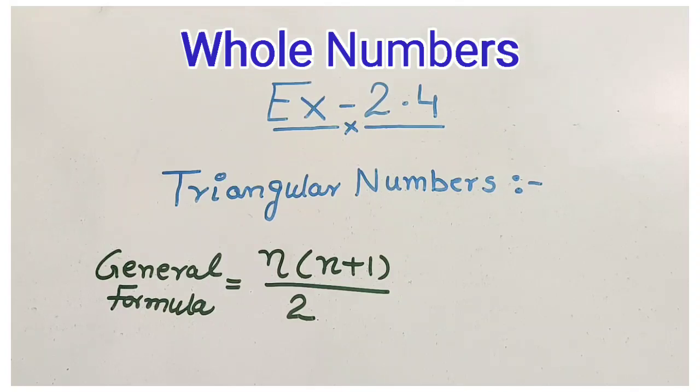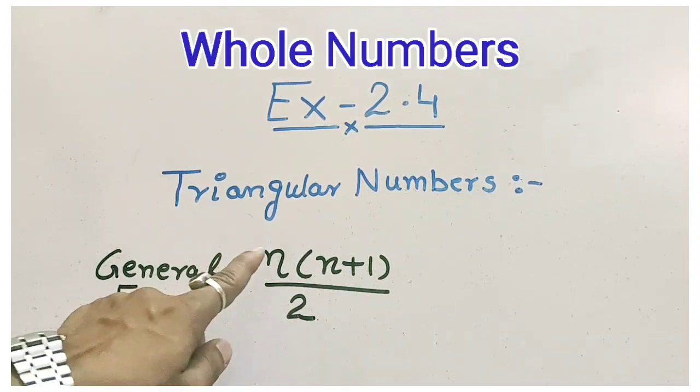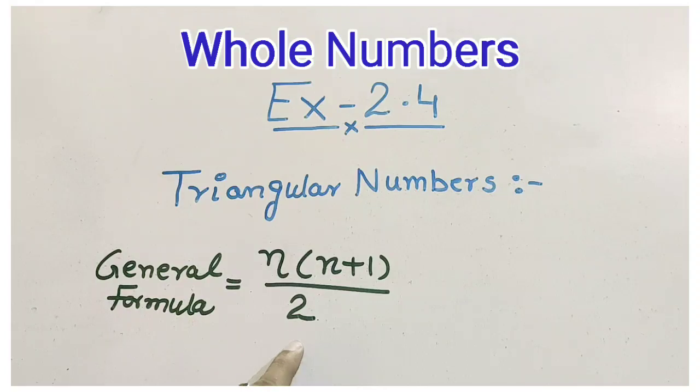What are triangular numbers? The numbers that can be represented in the form of a triangle are known as triangular numbers. To find the triangular number, we have a general formula, that is n(n plus 1) upon 2. Clear? Suppose you want to find the first triangular number, then put the value of n as 1.